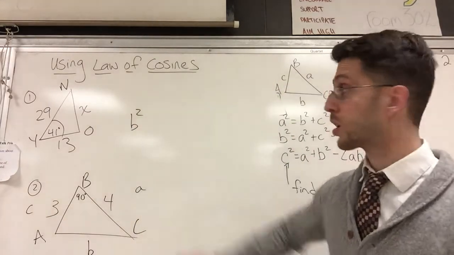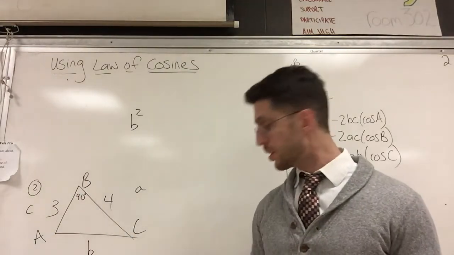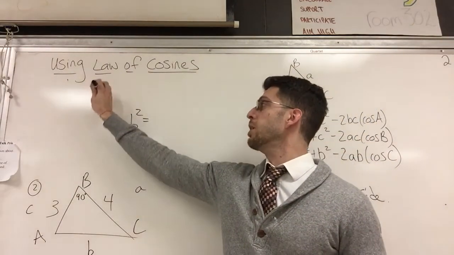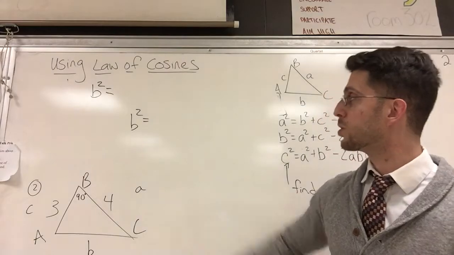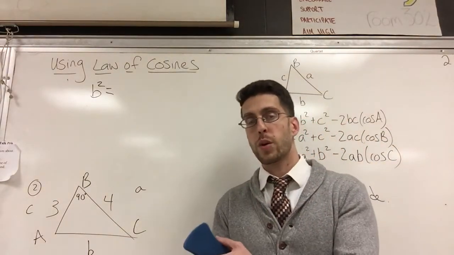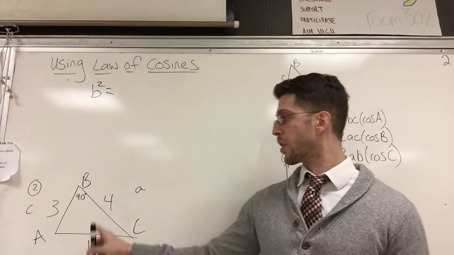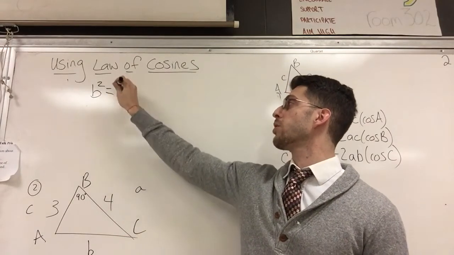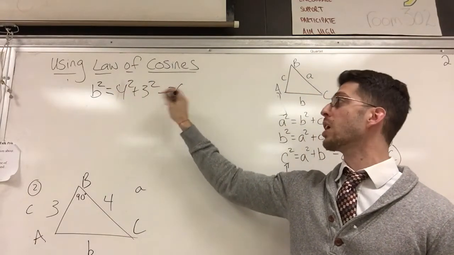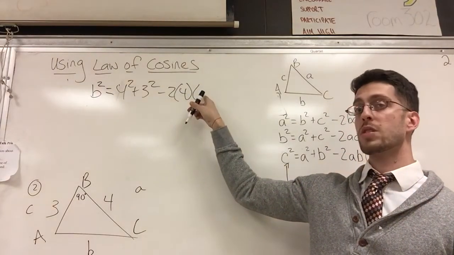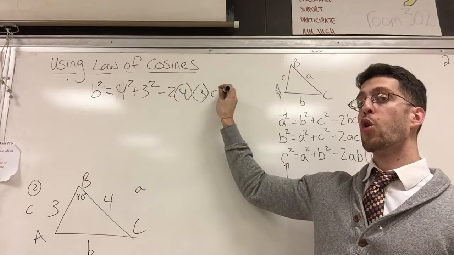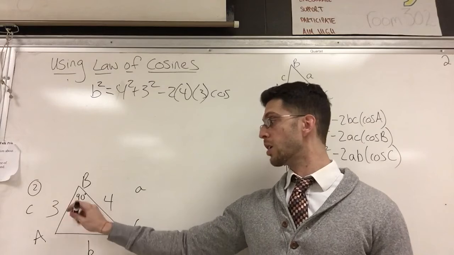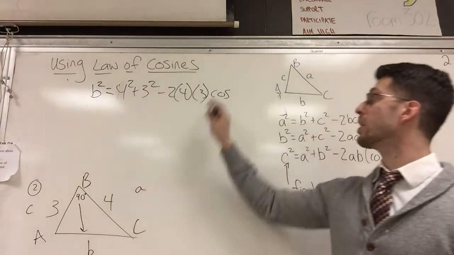I'm going to erase the diagram so you don't get confused. B squared equals what? B squared, I need more room to slide it over. B squared equals, let's see, a squared plus c squared. So that's 4 squared plus 3 squared. Start with the 4. 4 squared plus 3 squared minus 2 times a is 4, c is 3, times the cosine of the angle opposite the side we're trying to find. The cosine of, see this is opposite, so it's the cosine of 90.